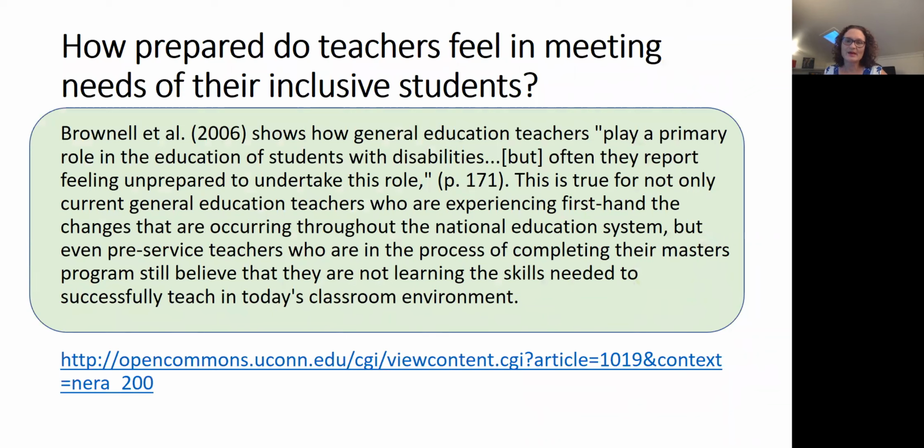So I was just interested when I was preparing for this to do some looking and to see how prepared teachers feel when they're meeting the needs of children who need extra support for including students in their class. I found this study by Brownell from 2006, saying that general education teachers play a primary role in the education of students with disabilities, but they often report being unprepared to undertake the role. It's true not only for general education teachers experiencing firsthand the changes occurring through the education system, but even pre-service or experienced teachers who are completing their master's degrees believe that they are still not learning the skills needed to successfully teach in today's classroom environment.